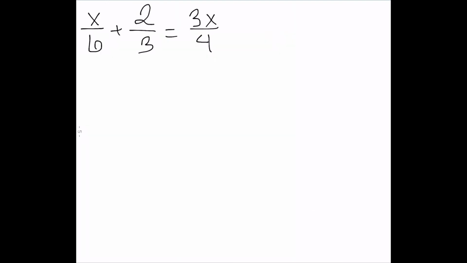My next one has some fractions in it, but they're not that bad. x over 6 plus 2/3 equal to 3x over 4. And there is a trick to dealing with fractions a little bit easier. The first step is to find the least common denominator. Here it would be 12, since 6 times 2 is 12, 3 times 4 is 12, and 4 times 3 is 12. So I'm going to multiply everything by 12.